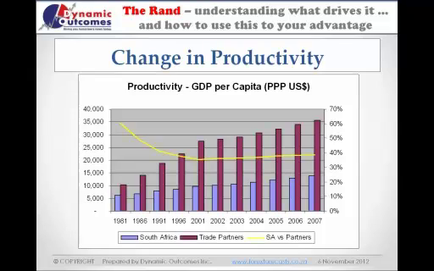So just so that I can understand that, James, are you saying our productivity is 15% of our trading partners, and in terms of the PPP, we're 40% of our trading partners?